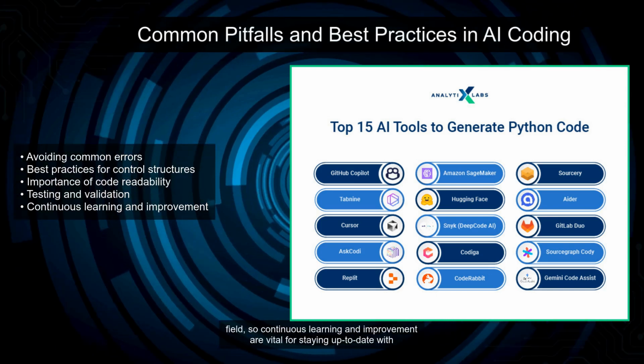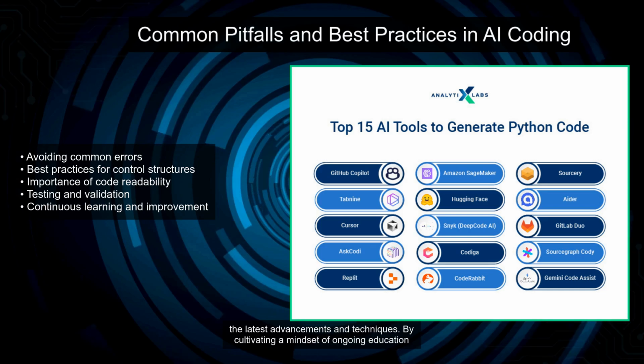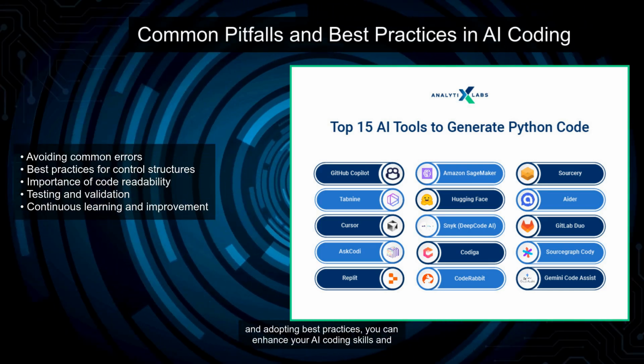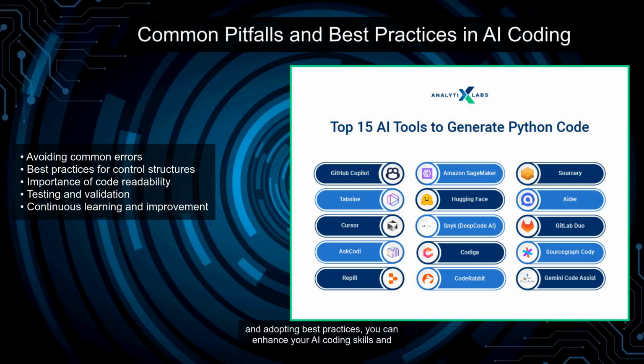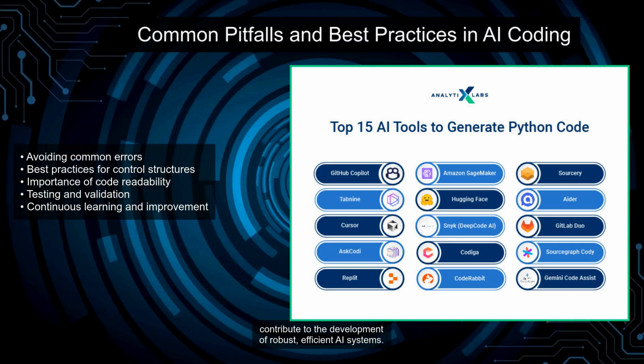Additionally, AI is a rapidly evolving field, so continuous learning and improvement are vital for staying up to date with the latest advancements and techniques. By cultivating a mindset of ongoing education and adopting best practices, you can enhance your AI coding skills and contribute to the development of robust, efficient AI systems.